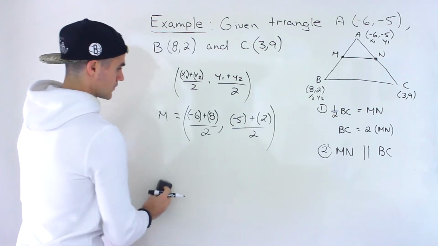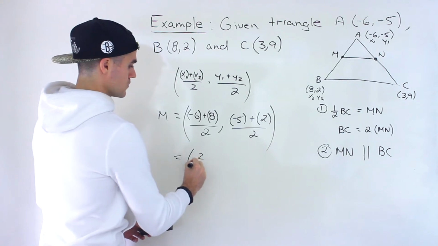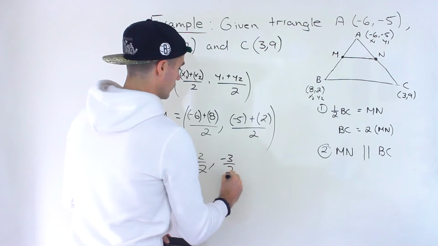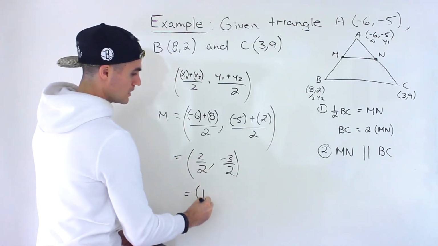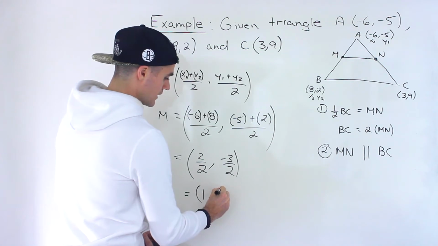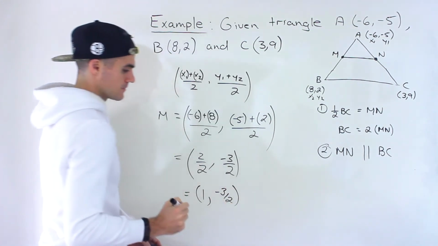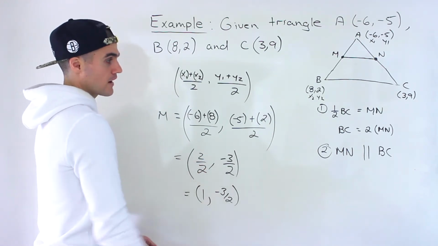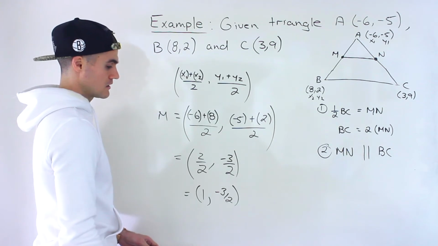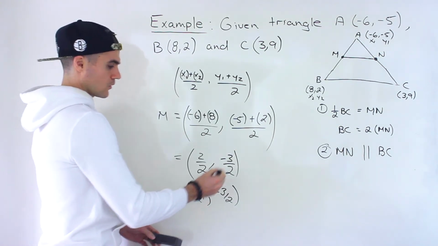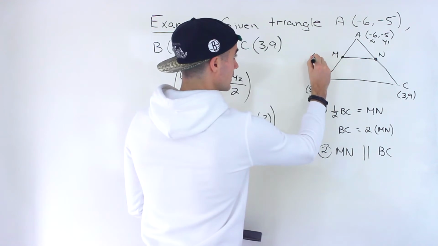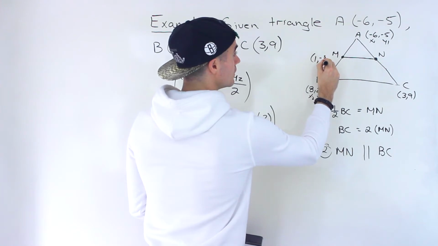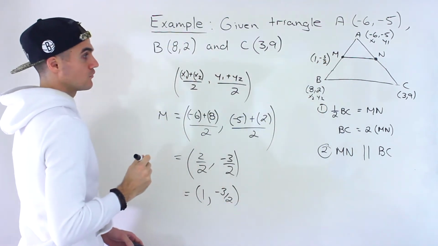So we would end up with 2 over 2, which simplifies to 1, and negative 3 over 2, which is negative 1.5. I'm going to keep it as a fraction. It's tougher to deal with fractions versus decimals, so just in case you have to deal with fractions, that's what I'm going to show in this video. So point M ends up being (1, -3/2), or (1, -1.5).